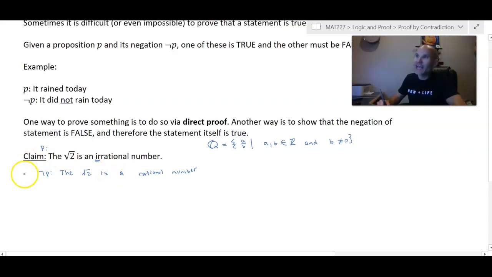Okay, so let's actually work with this. Let's assume the square root of 2 is a rational number. Okay, we're going to show that this cannot possibly be. This is the beginning of our proof.